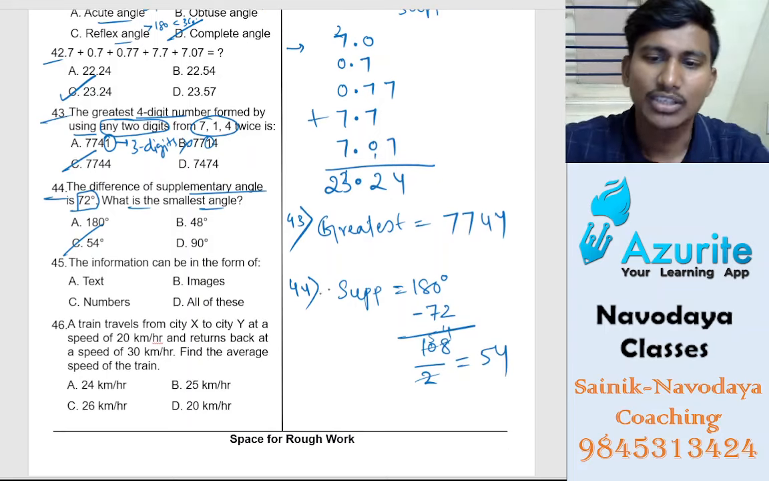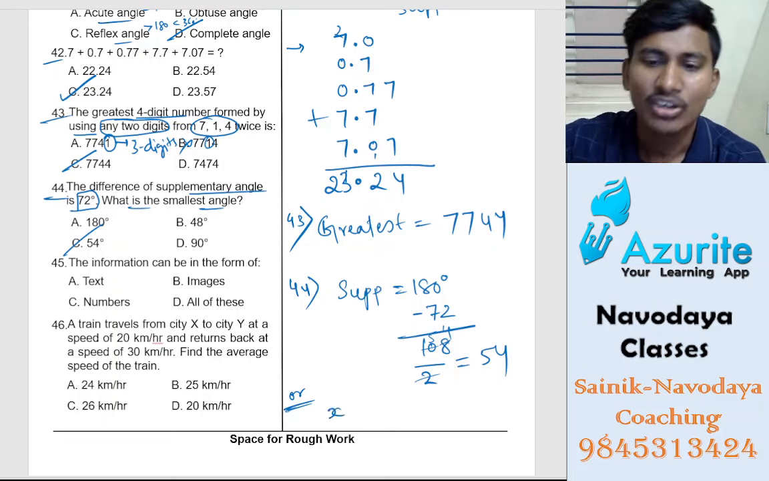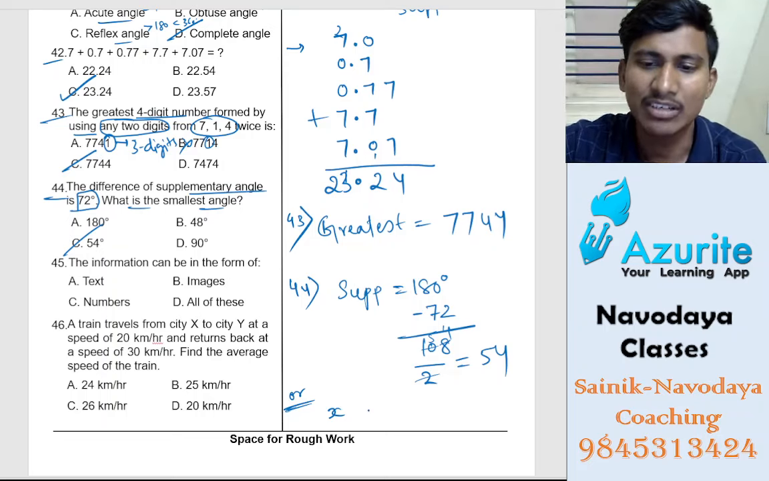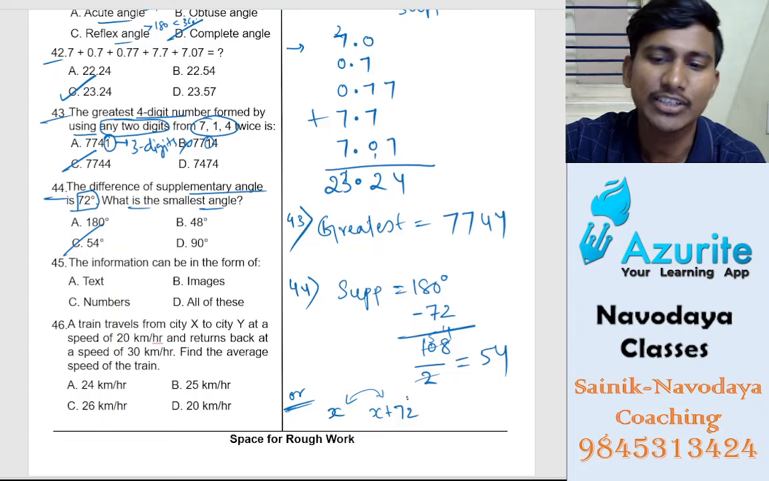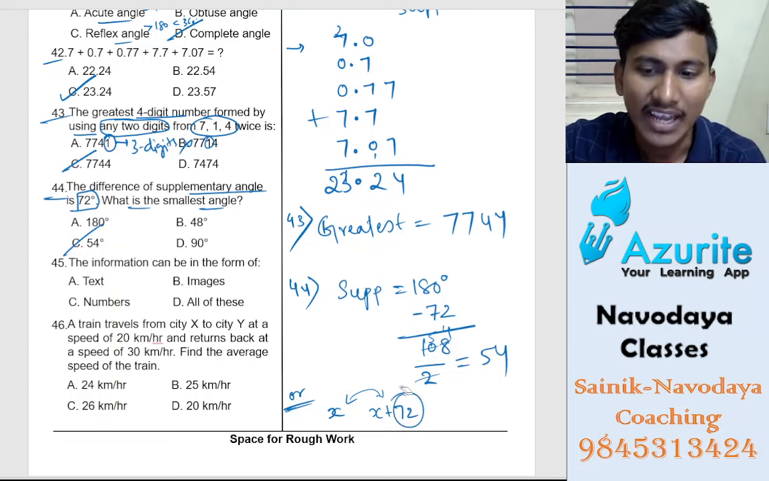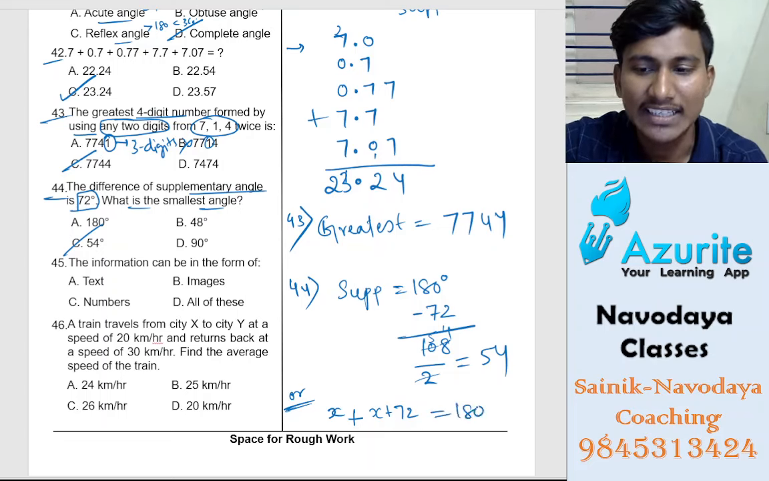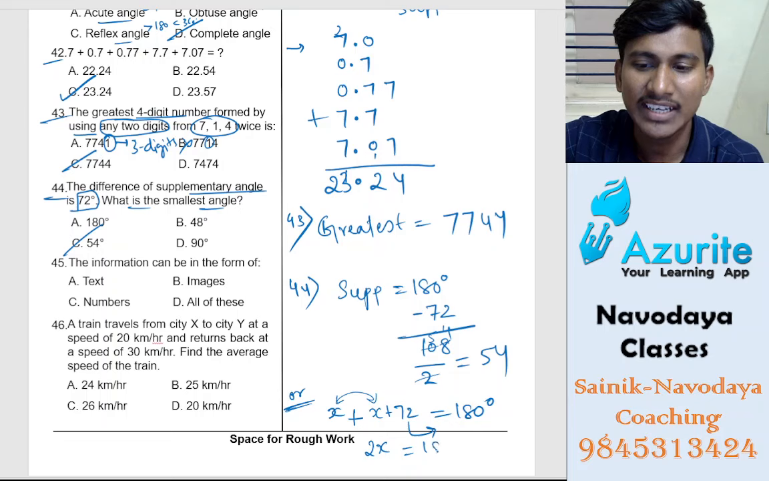One more method: if you take one angle as x, the other angle will be bigger, since the difference means the bigger one. So the other angle will be x plus 72. Then subtracting gives a difference of 72, right? If you add these two angles you get 180 degrees, that is supplementary. So x plus x is 2x, and 72 is added. If you take that to the other side, it becomes minus: 180 minus 72.